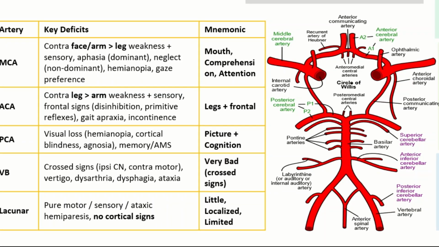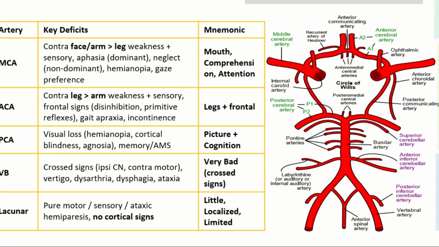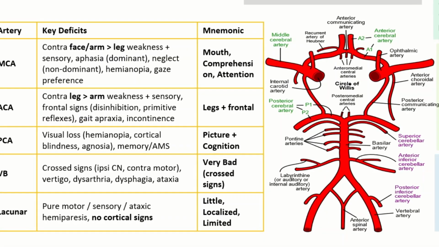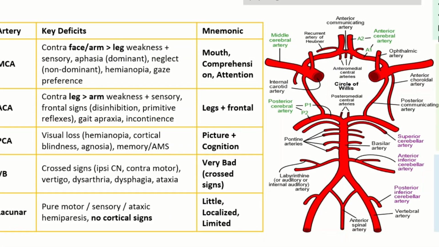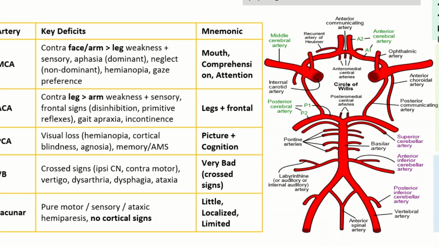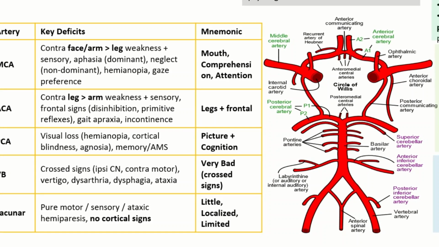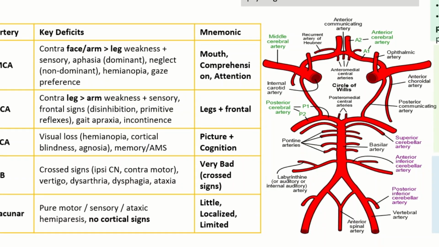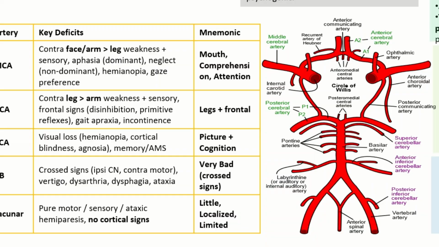A mnemonic to remember this is MCA, middle cerebral artery, and you say mouth, comprehension, attention. In the mouth, we can have aphasia; in comprehension, we have things like neglect; and attention is also affected when you look at the gaze preference and things like that.